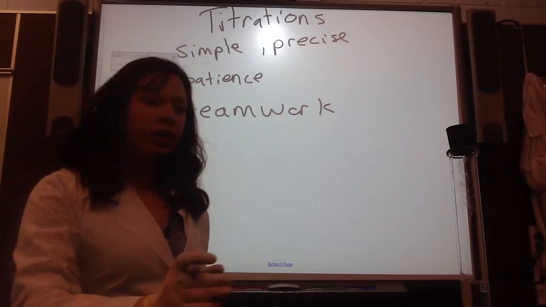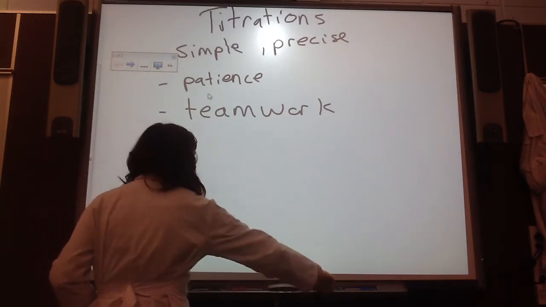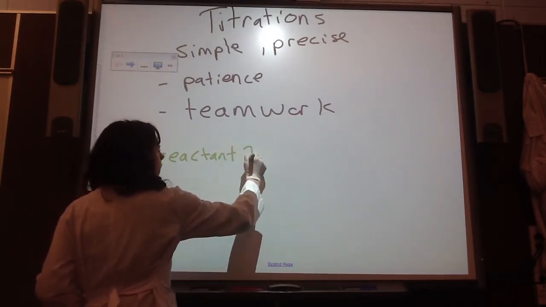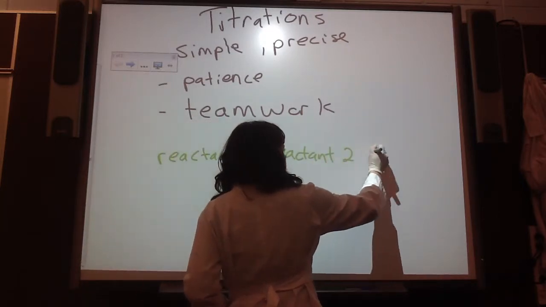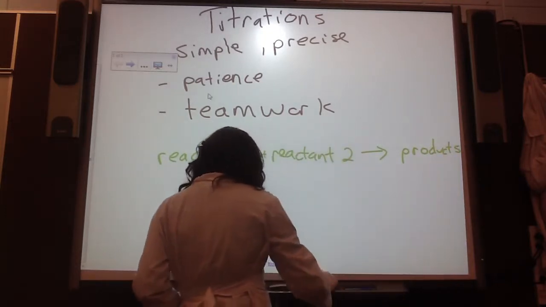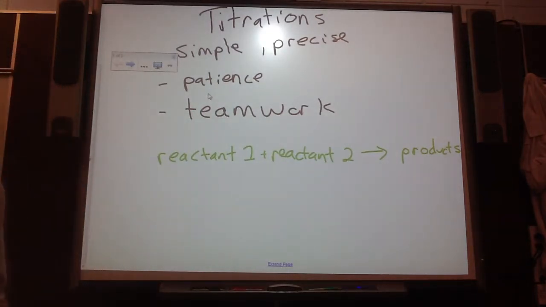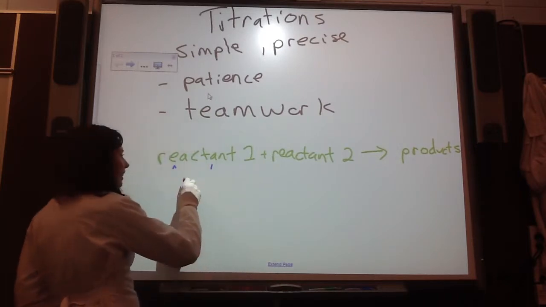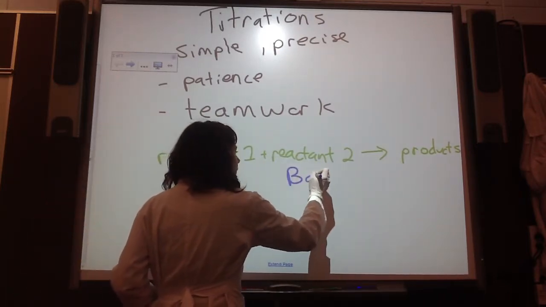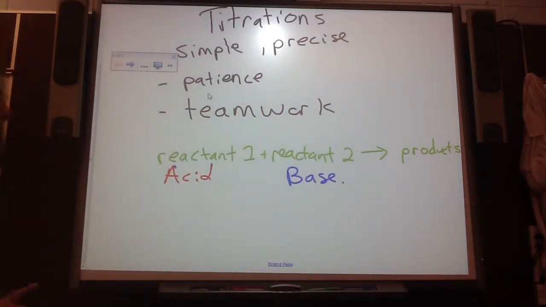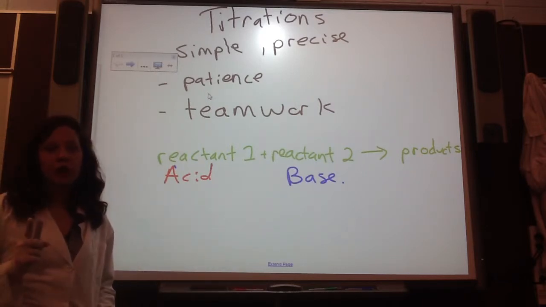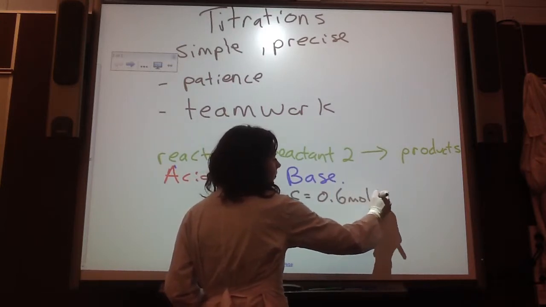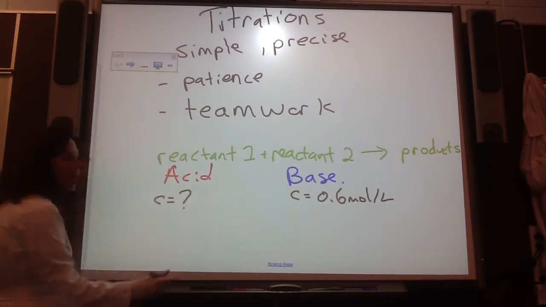So the concept of a titration is this. We have our two reactants, reactant 1 plus reactant 2 makes products. Now, most generally, titrations are an acid and a base. Let's say this one was the acid, and this is the base. One of them you know the concentration of, and the other you don't. Let's say we know the concentration of this one. Let's say it's 0.6 moles per liter. But this is the concentration we're trying to figure out.